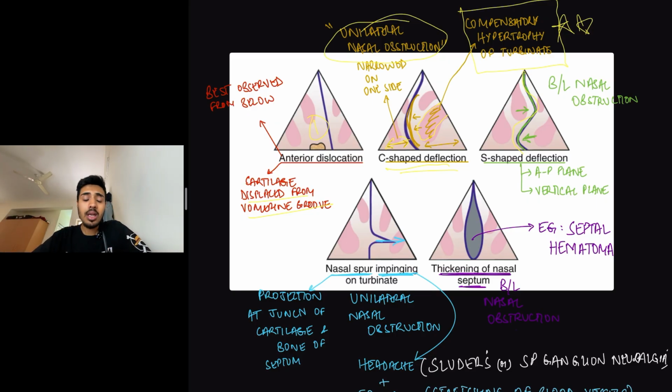So that is S-shaped deflection, and that will cause bilateral nasal obstruction. See, it's obstructing the nasal cavity on this side here and on this side on the below part also. So that is S-shaped deviation.